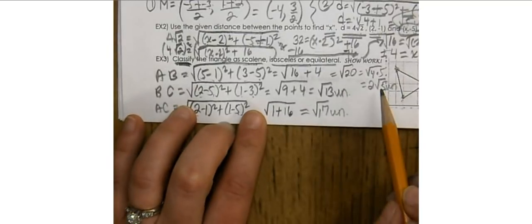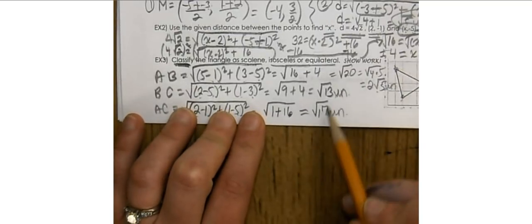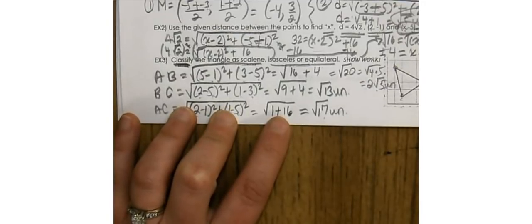2 square roots of 5, square root of 13, and square root of 17 are not all the same number, which means that all of these side lengths are different, indicating that we have ourselves a scalene triangle. And that is our answer. Let's go ahead and move on to the next page.